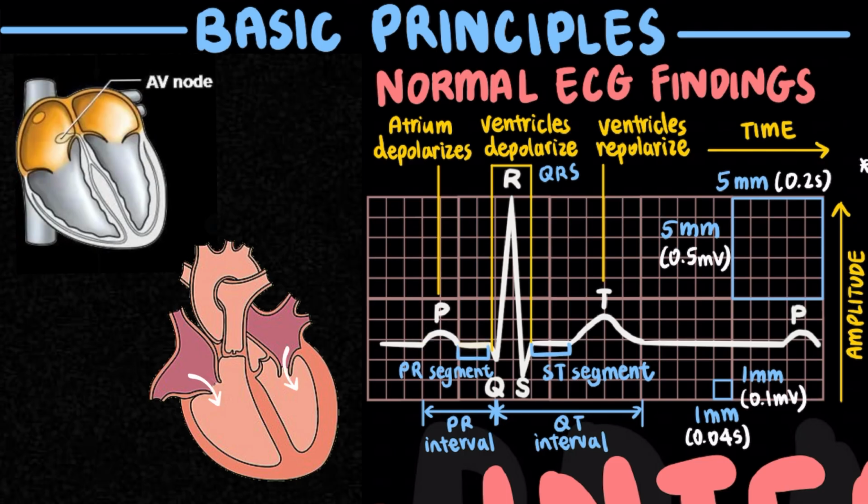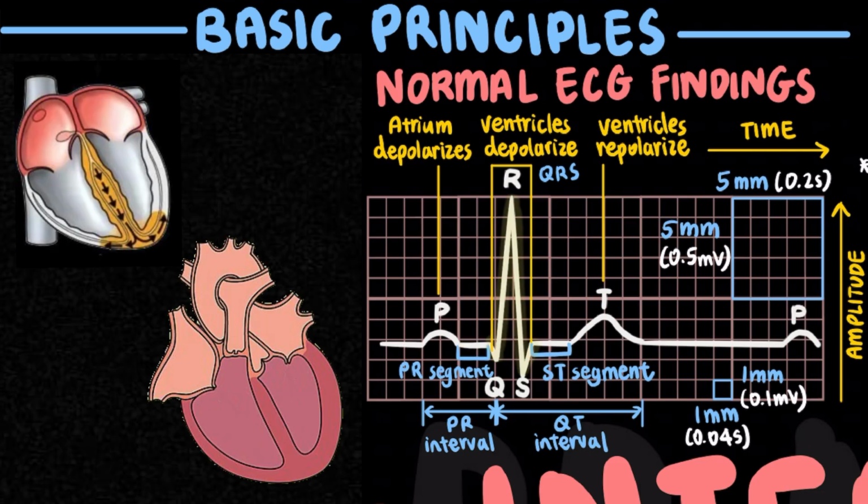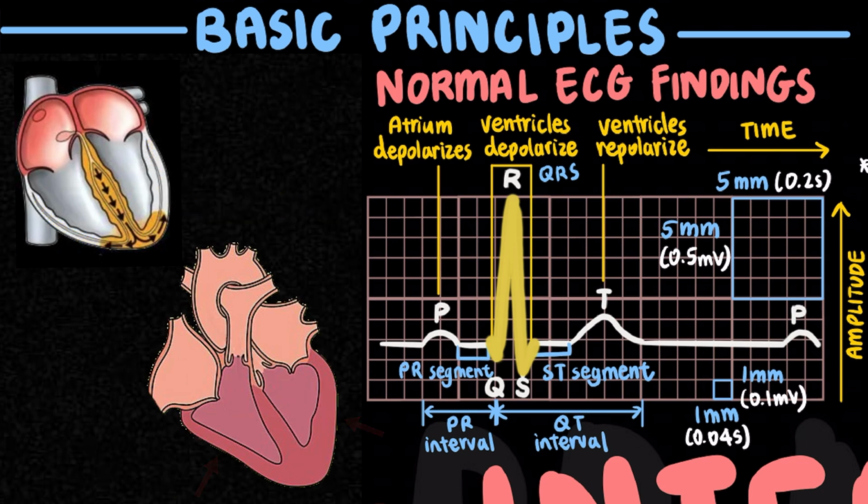The PR interval is the time it takes for the impulse to travel from the atria through the atrioventricular, or AV node. The AV node deliberately slows conduction, which allows the ventricles enough time to fill with blood before they contract. The QRS complex marks ventricular depolarization. The impulse leaves the AV node and travels down the bundle of His, then splits into the right and left bundle branches, and finally spreads rapidly through the Purkinje fibers. The result is a powerful contraction that pumps blood into the aorta and pulmonary artery.